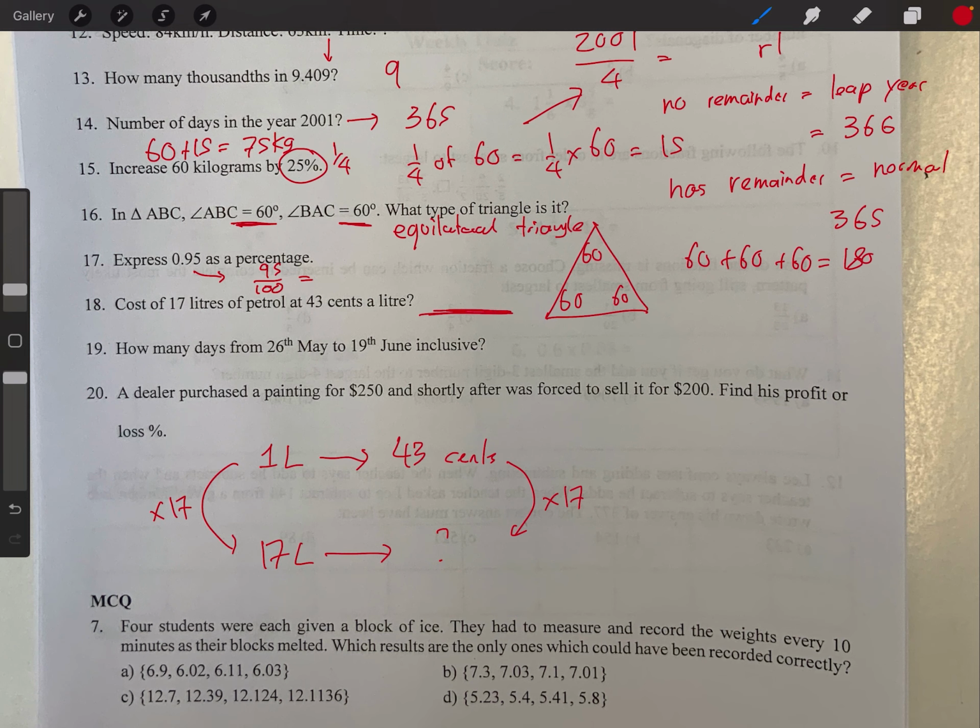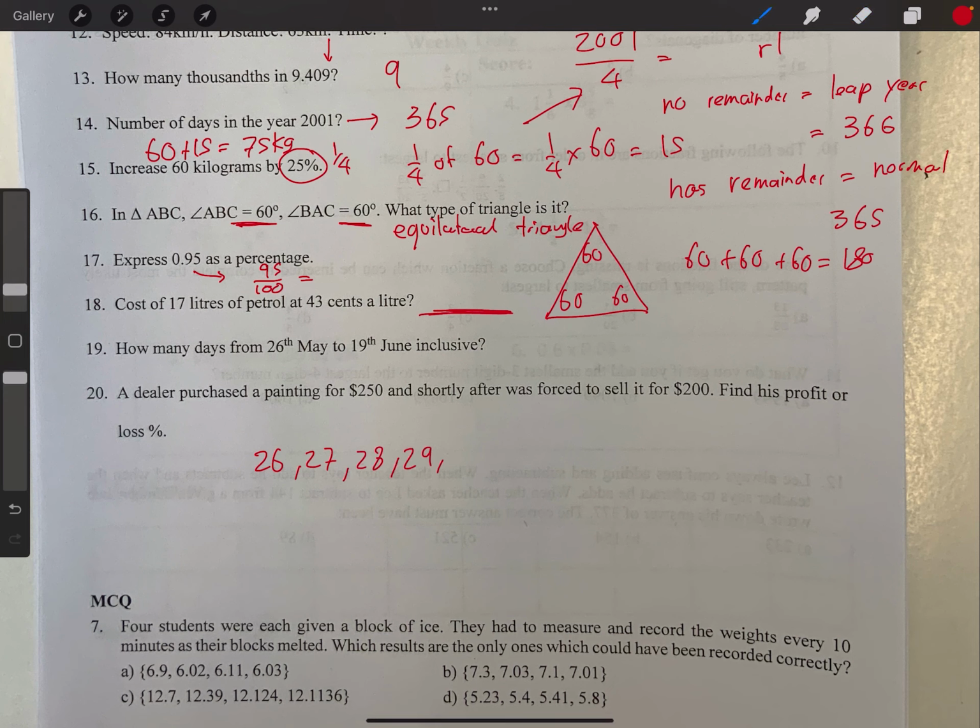Next one is, how many days from the 26th of March to the 19th of June? Okay, let me just rub this out. So May 26, how many days? 26, 27, how many days in May? 30 days have September, April, June, and November. So there should be 31 days in May. So that means there are 26, 27, 28, 29, 30 in May.